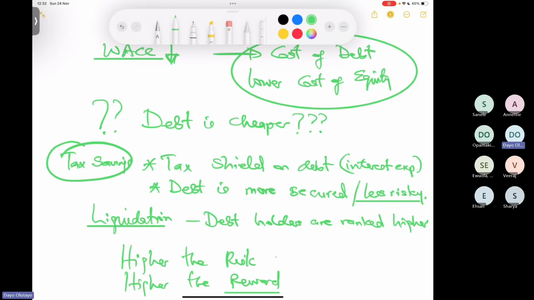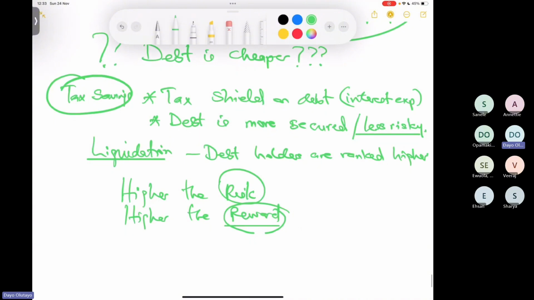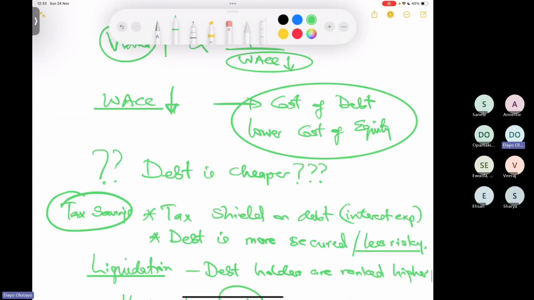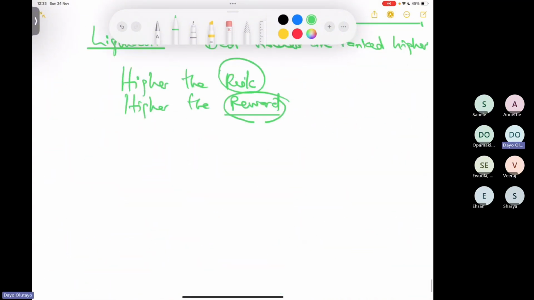For people that have equity, the risk is high, and so they deserve higher reward. So generally speaking, that is the principle. However, some theories now came to discuss the impact of debt on WACC and equity on WACC and everything. And the first theory is the traditional theory.